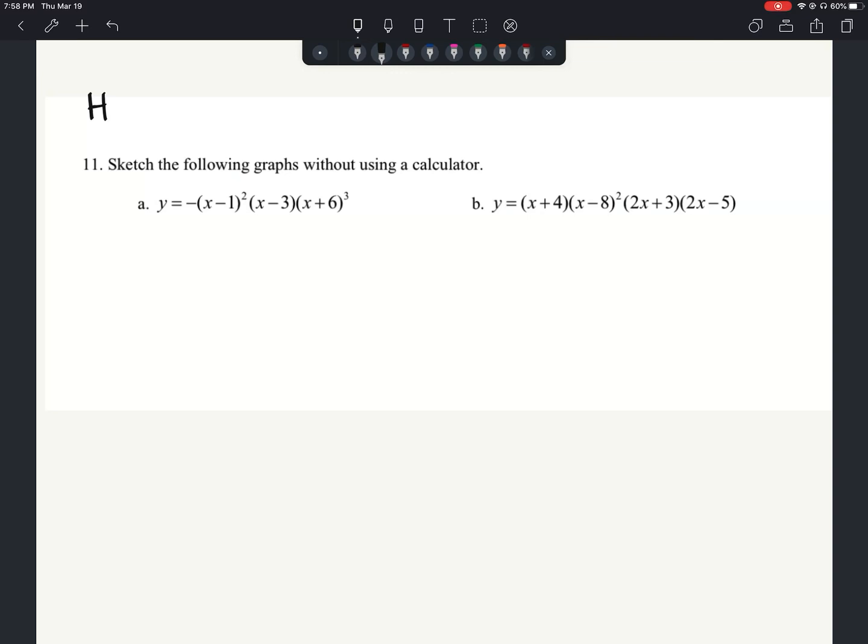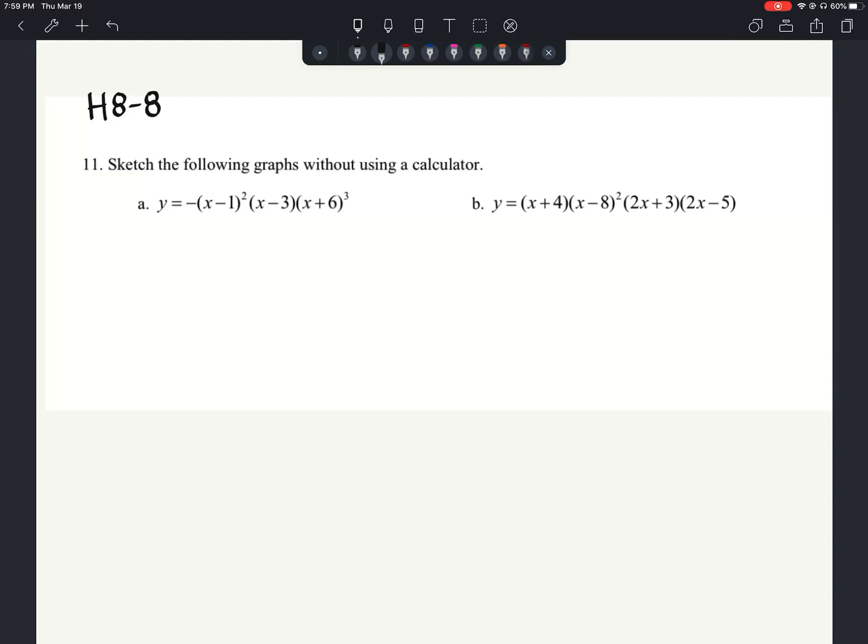Welcome to the video for H8-8. This is problem number 11. The directions state, sketch the following graphs without using a calculator. That's easy enough, we can do that.